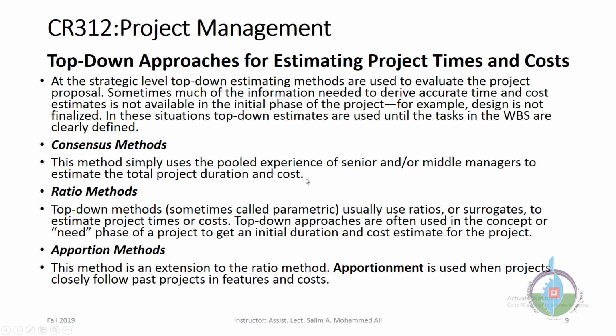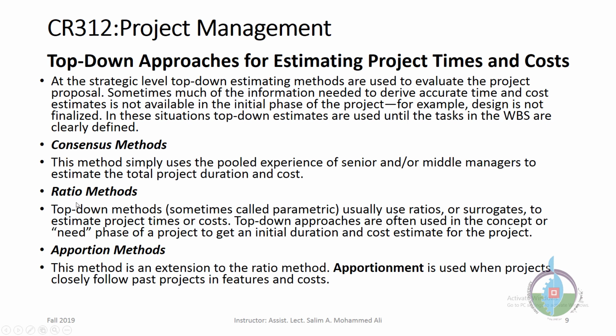Suppose that you are in a meeting and 5 people put their estimates in a file. The whole meeting will vote for the best; they consider the best estimator. This is called a pooled experience. They will follow a single person because they think that he is the best, most efficient estimator. This is called the consensus method.